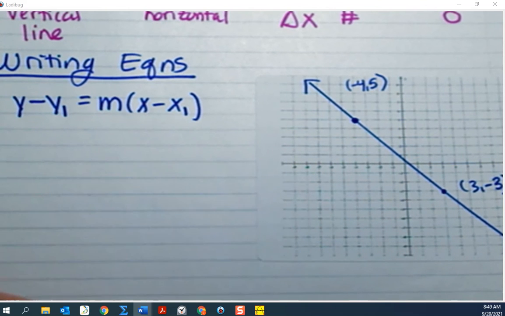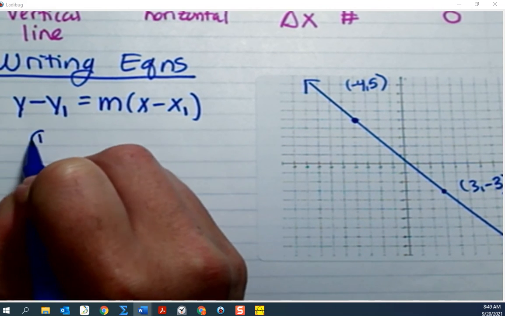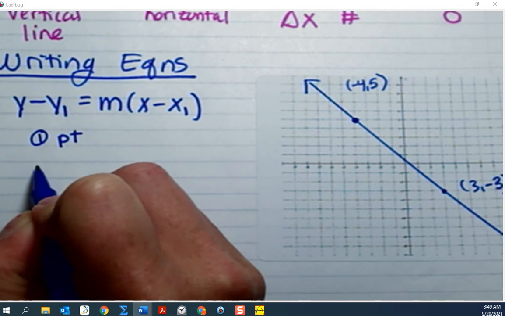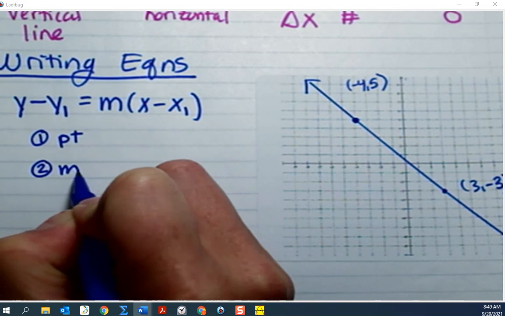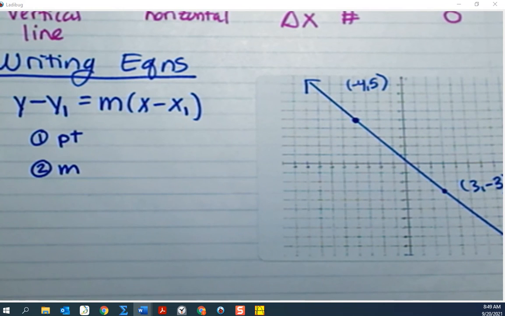Okay, so how do you write the equation of a line? The same way that you graph it. First, you need to pick out a point. Second, you need to pick out the slope. That's it. Pick the point, pick the slope. I suggest you use the points that are put on the graph for you and count it out.